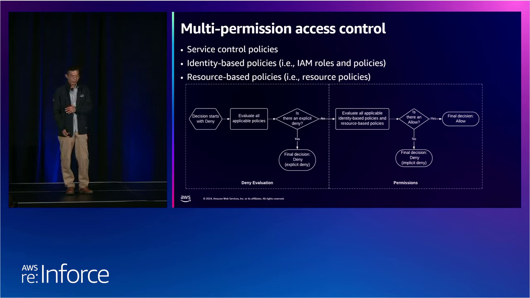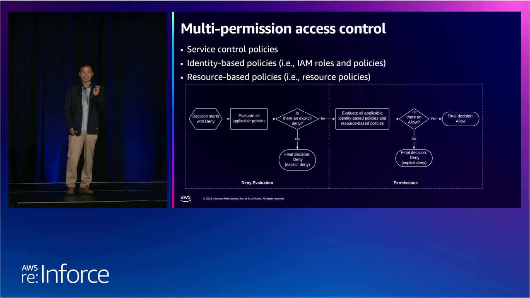And then the second phase is the permission evaluation phase. So it's going to evaluate all applicable identity-based policy and resource policy. No SCP, no service control policy, because service control policy is more about deny, right? So it evaluates these two policies and looks at whether any permission is explicitly allowed. If it doesn't have an explicit allow, then it will be implicitly denied. But if there's any explicit allow, then the final decision will be allowed.